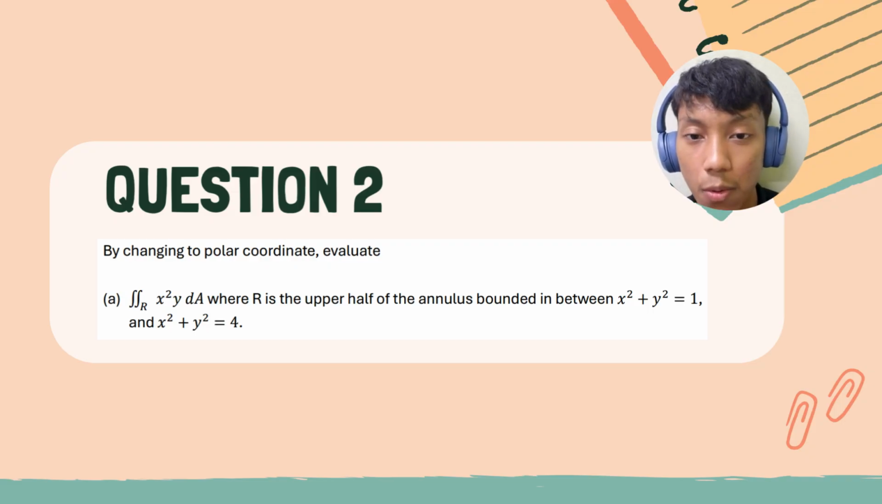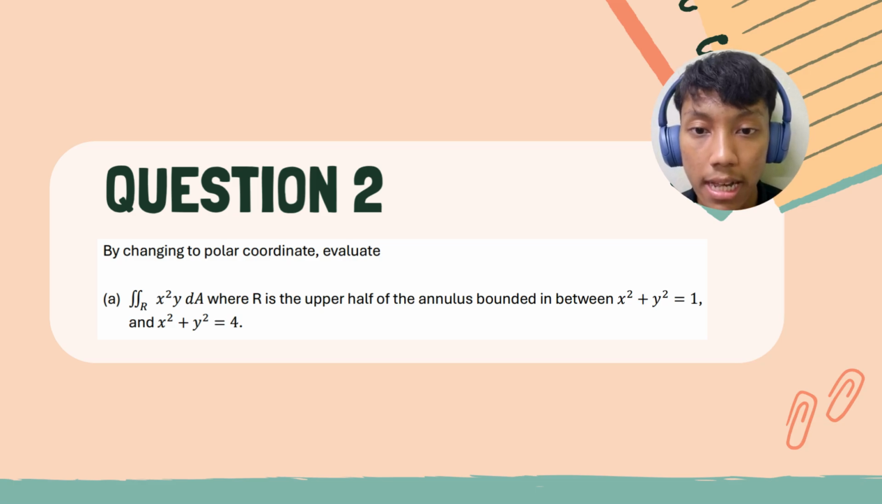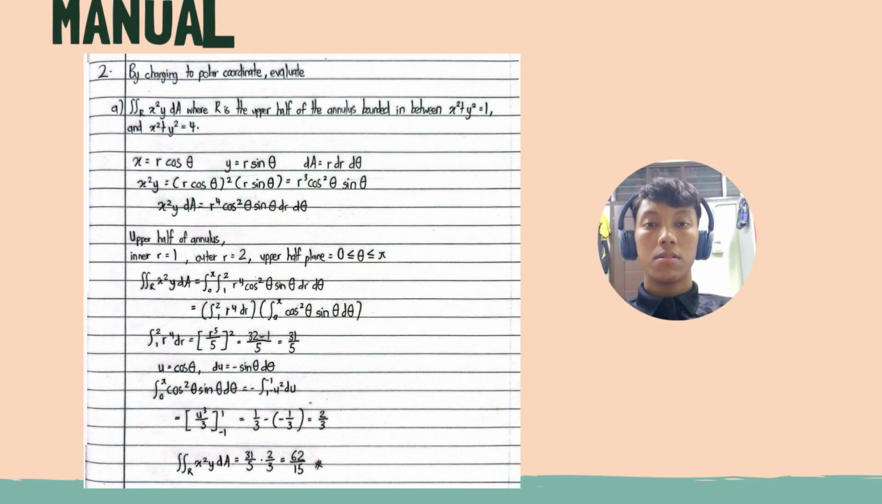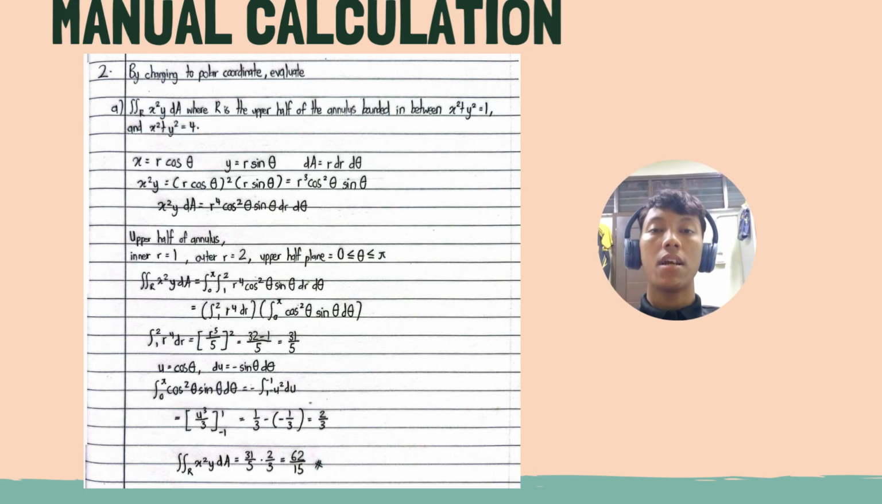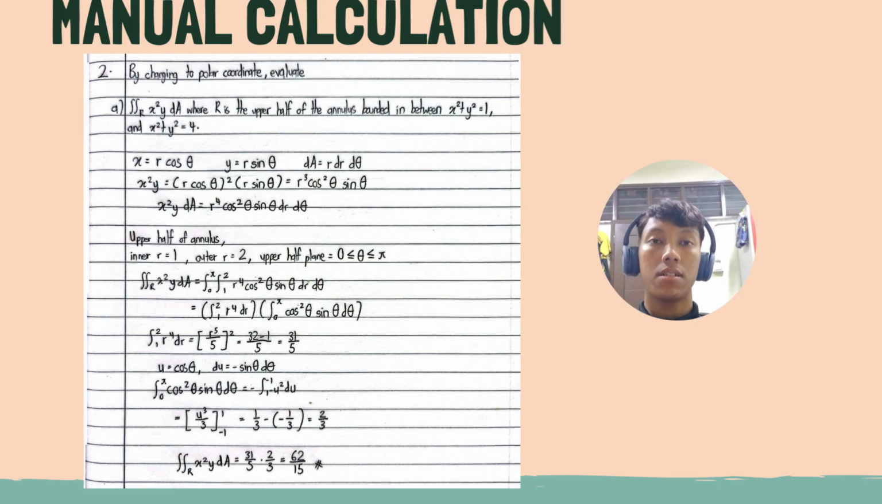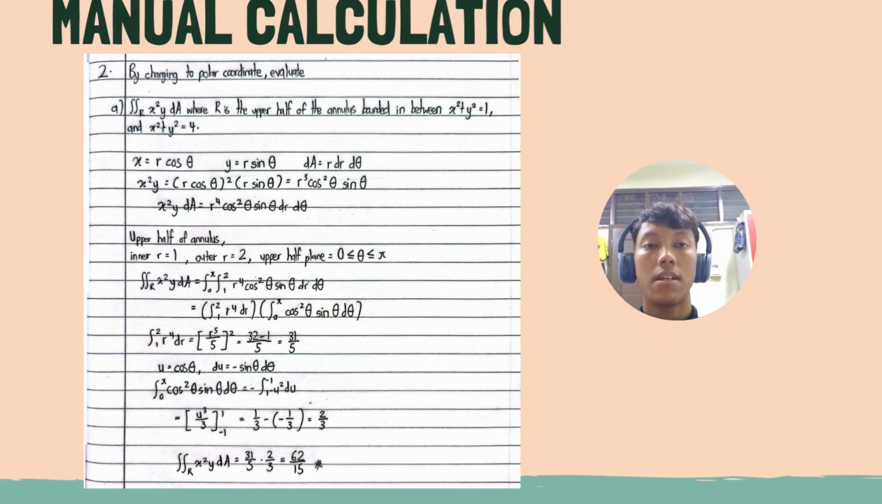I will explain about question 2, which is: by changing to polar coordinates, evaluate the double integral x square y dA, where R is the upper half of the annulus bounded in between x square plus y square equal to 1 and x square plus y square equal to 4. So for question 2, the question asks to evaluate double integral x square y dA, where R is the upper half of the annulus between the circles x square plus y square equal to 1 and x square plus y square equal to 4.